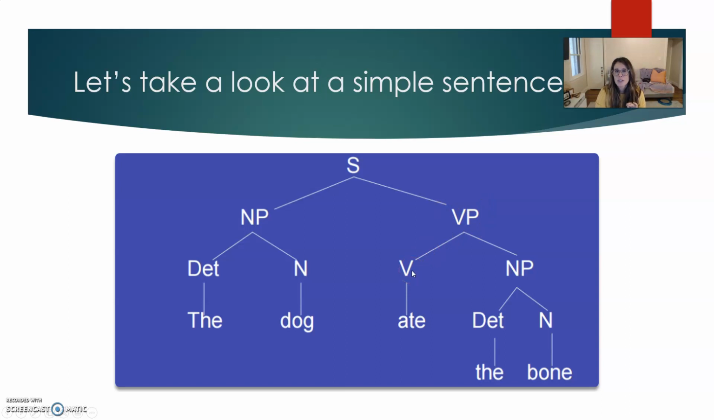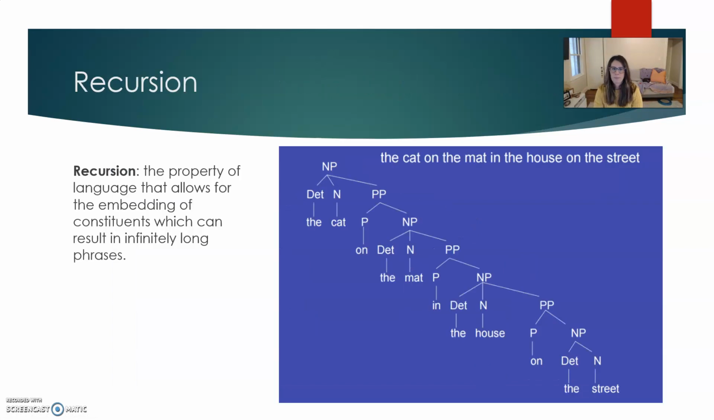But optionally, as we saw in the table, a verb phrase can consist of both a verb with a noun phrase, okay? So then you have ate, what did he eat? The bone. And we break down the noun phrase even further, just as we saw. We always have to have a determiner and then also a noun. The basic simple sentence, okay?